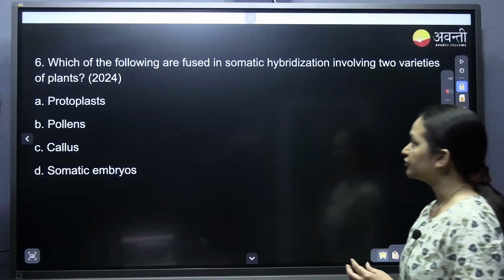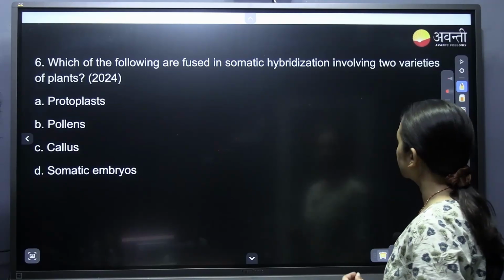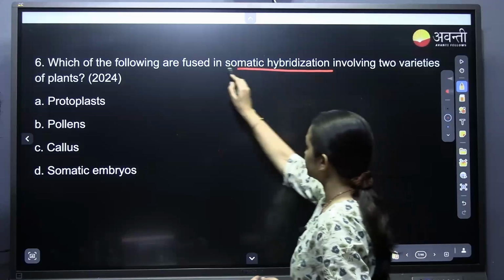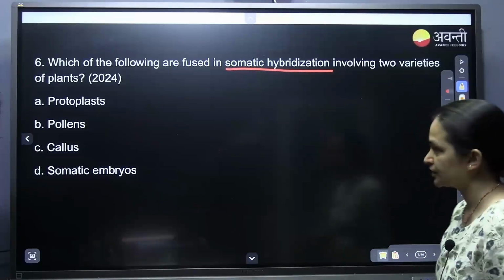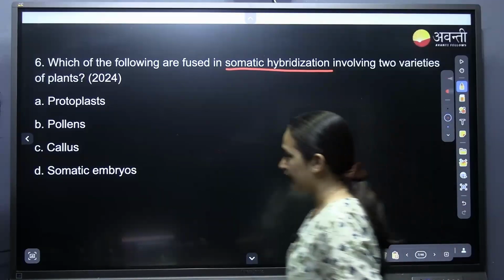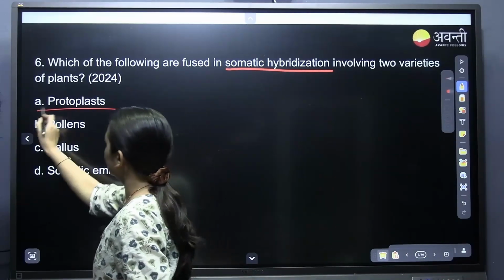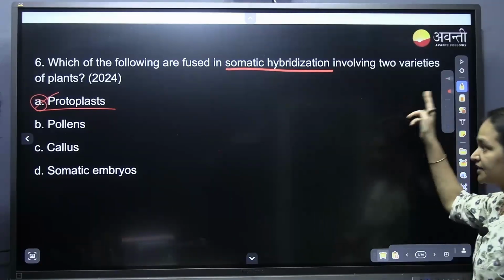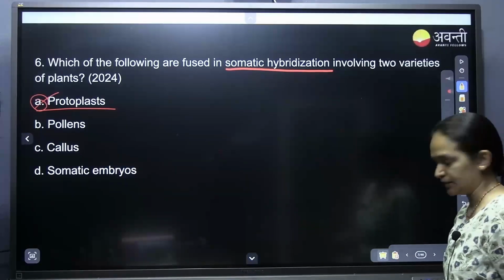Which of the following are fused in somatic hybridization involving two varieties of plants? Is it protoplast, pollen, callus, or somatic embryos? Actually, it is protoplast. Protoplasts of the two varieties are fused in somatic hybridization.